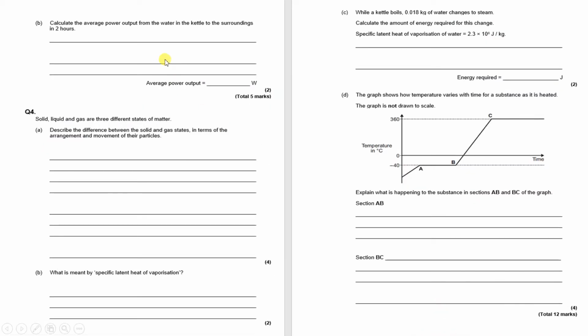Okay, calculate the average power output from the water in the kettle to the surroundings in 2 hours. So power is equal to energy divided by time. So therefore 46,200 from our previous page divided by the time taken. Now in 2 hours we've got 2 times 60, which gets us our minutes, and times 60 gets us our seconds, and that will give you 7,200. So if we divide those, we get 6.4 watts.